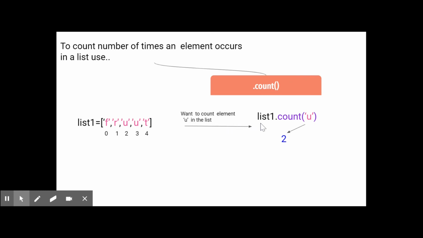So for this I'll say list1.count, specify the element that I want to actually count, and it will give me the answer 2 because yeah, U comes twice. It comes in the second index as well as the third index. Now let us try a few more examples.